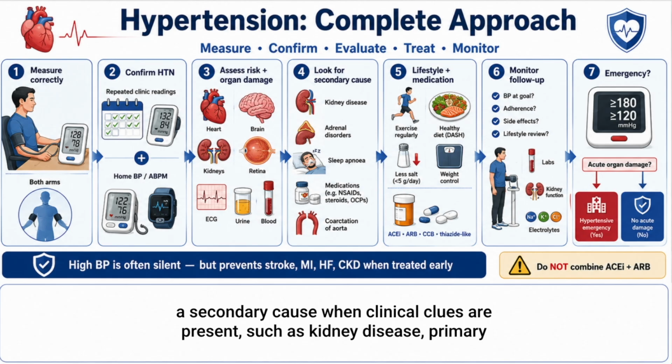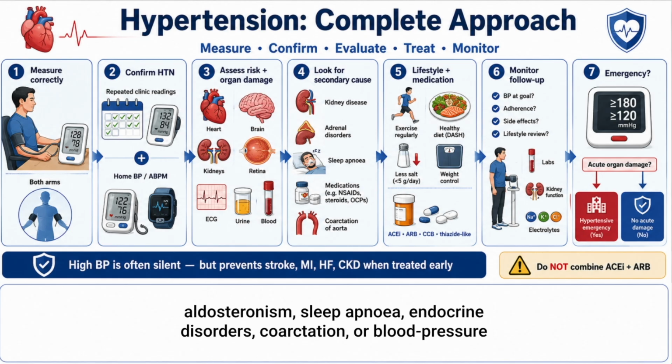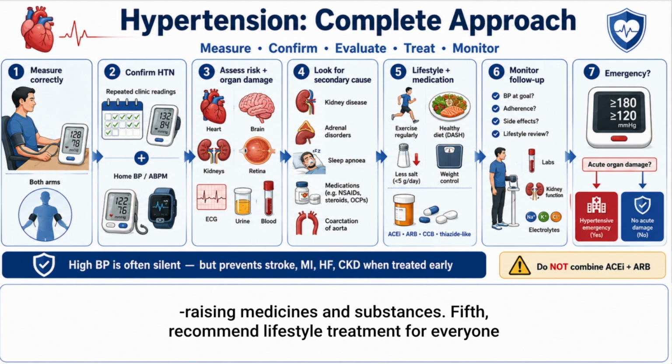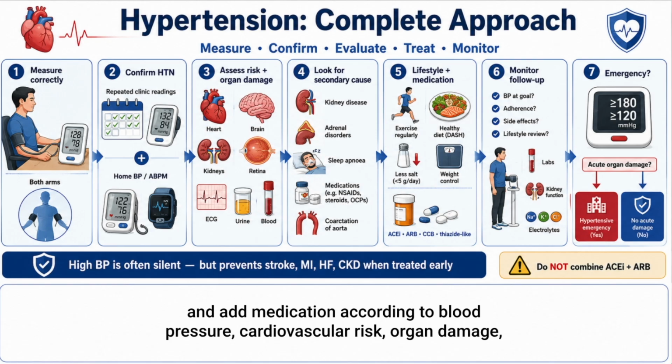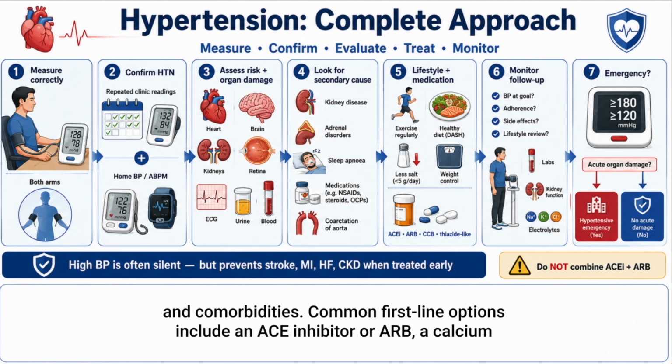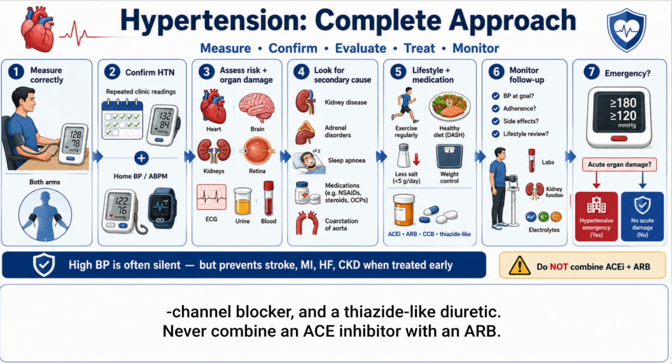Fourth, look for a secondary cause when clinical clues are present, such as kidney disease, primary aldosteronism, sleep apnea, endocrine disorders, coarctation, or blood pressure-raising medicines and substances. Fifth, recommend lifestyle treatment for everyone and add medication according to blood pressure, cardiovascular risk, organ damage, and comorbidities. Common first-line options include an ACE inhibitor or ARB, a calcium channel blocker, and a thiazide-like diuretic. Never combine an ACE inhibitor with an ARB.